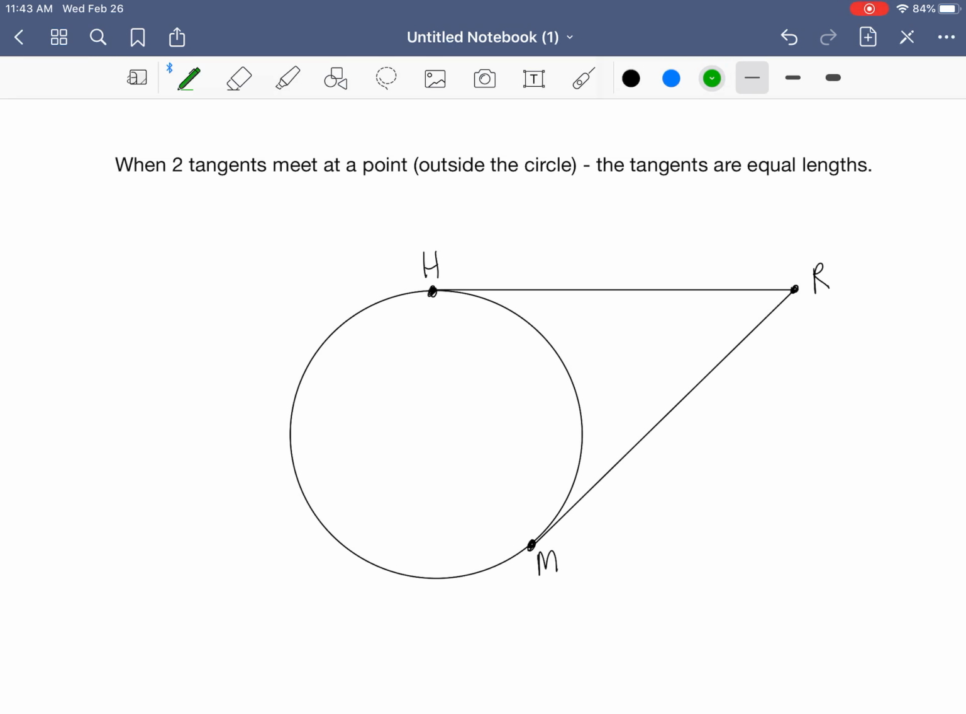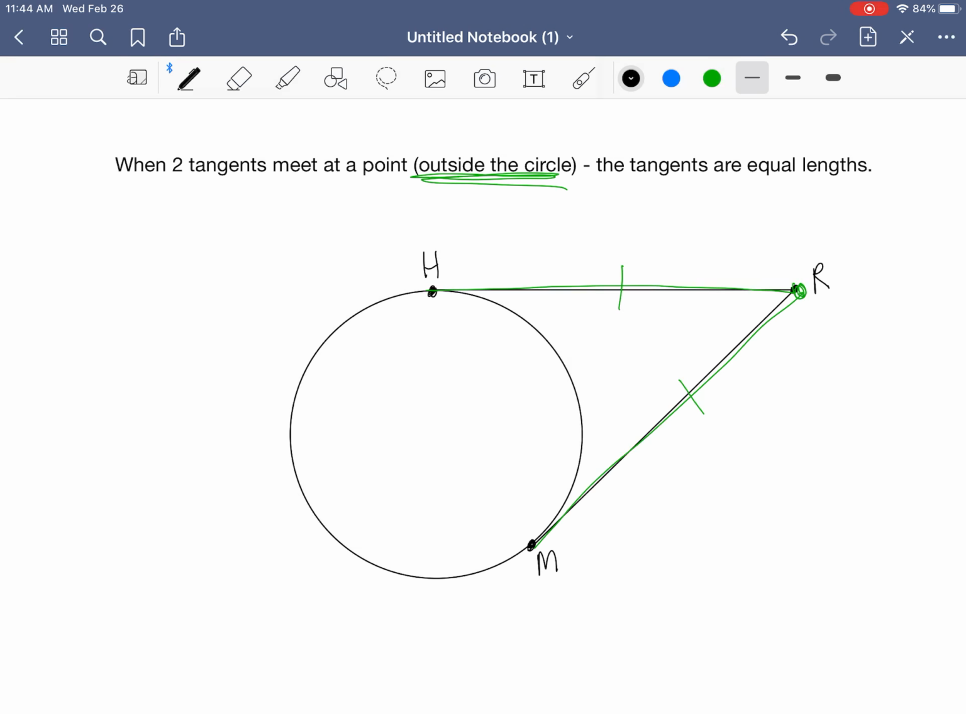Our next rule of this section states that when you have two tangents that meet at a point outside the circle, so that's important when they're outside the circle, then the tangents have to be equal lengths. So here we have two tangents. We have HR is one tangent and we have MR is the other. That means because they both meet at point R, HR and MR have to be congruent lengths.